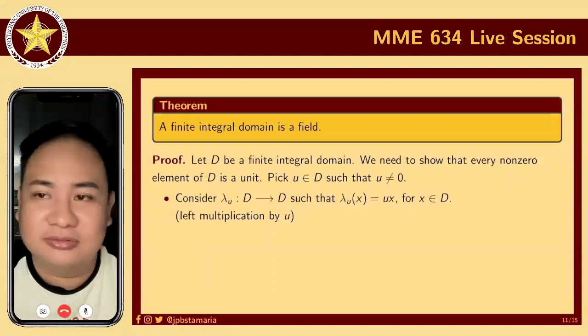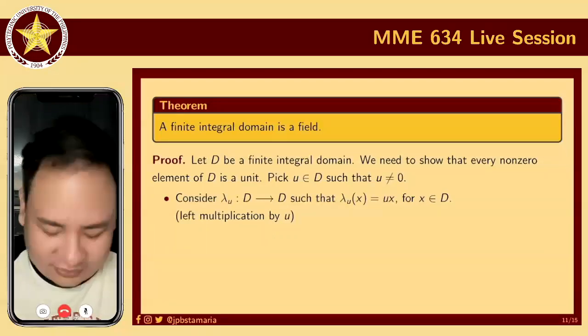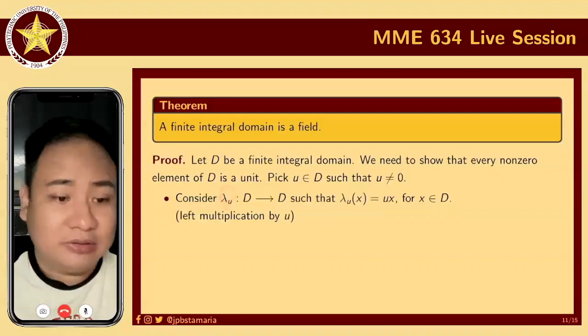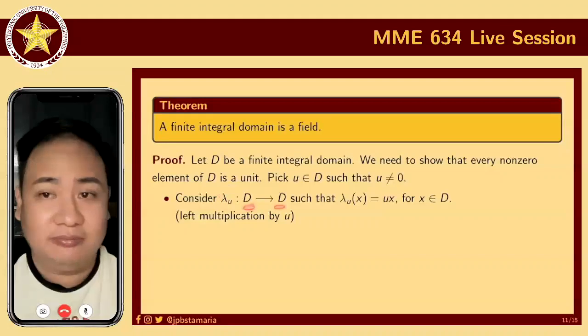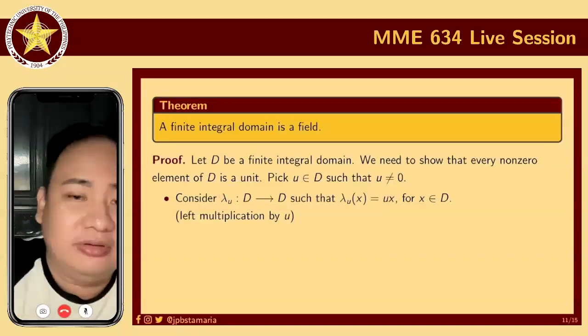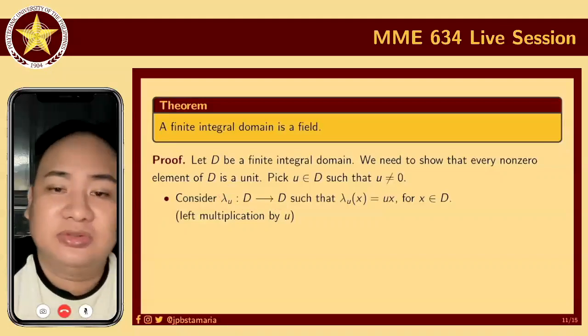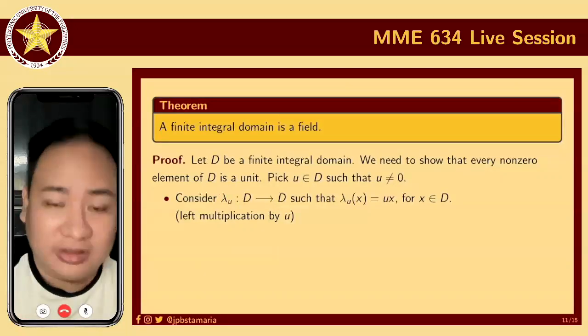Tapos tong pandemic na to. So, ang pangalan ng function ko ay lambda U. It takes elements of D to elements of D. Pag may element ka ng D, ipaprocess siya ng lambda U to some other element of D. Yan ang ibig sabihin nito.